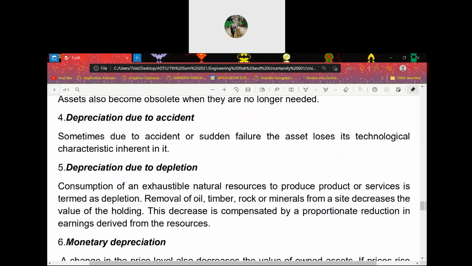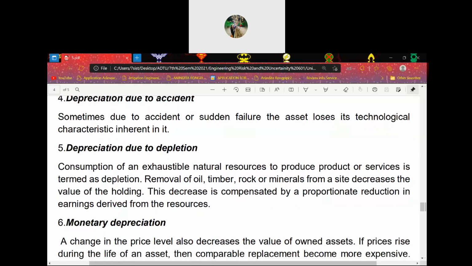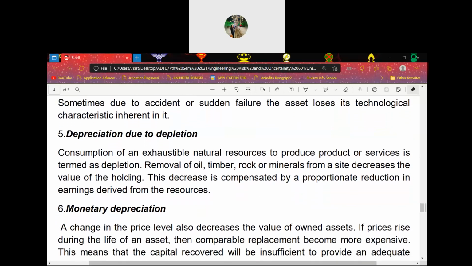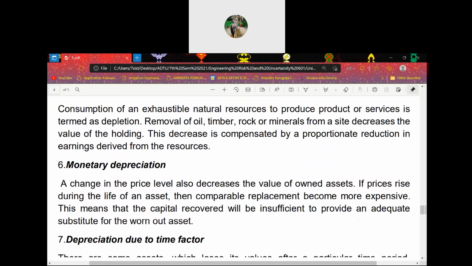Number 5, depreciation due to depletion. Consumption of exhaustible natural resources to produce products or services is termed depletion, and removal of oil, timber, rock, or minerals from a site decreases the value of the holding. This decrease is compensated by a proportionate reduction in the earnings derived from the resources.